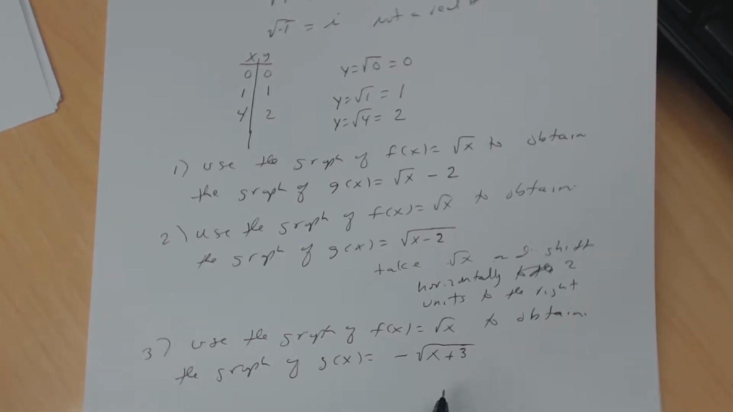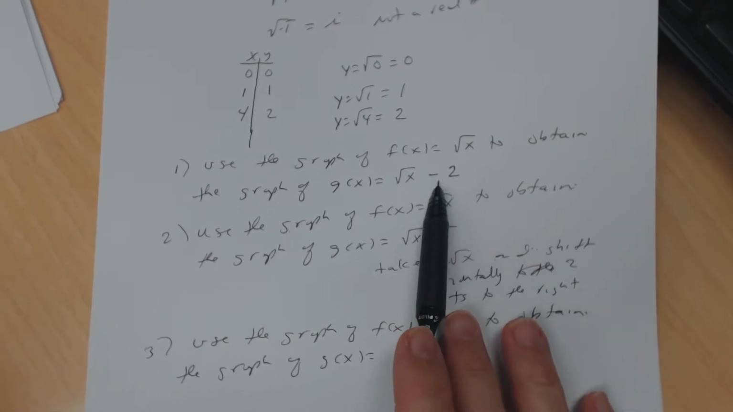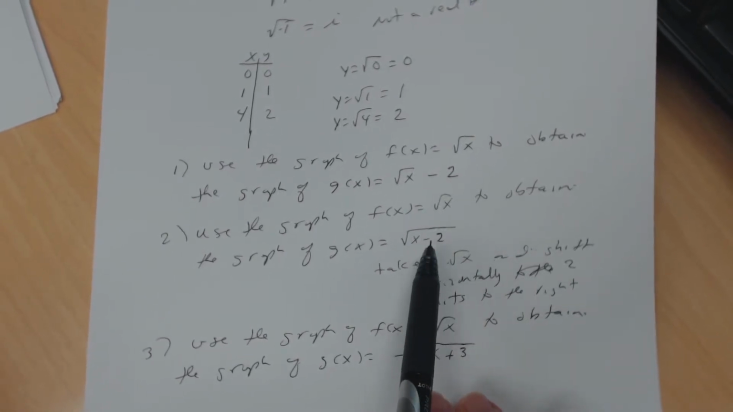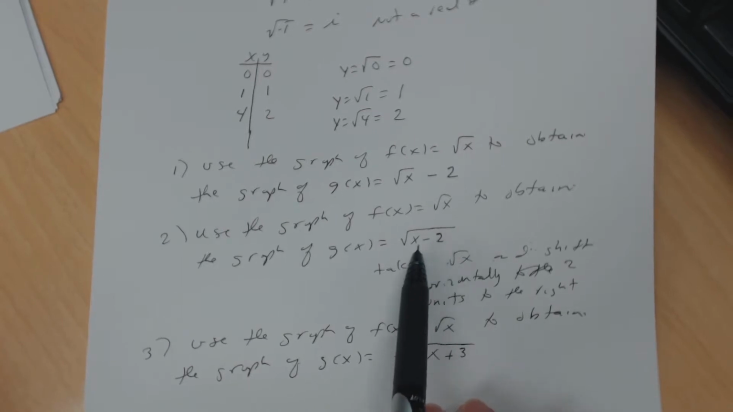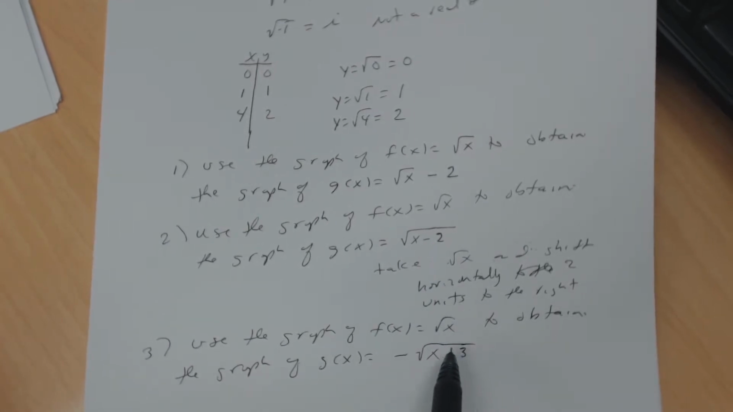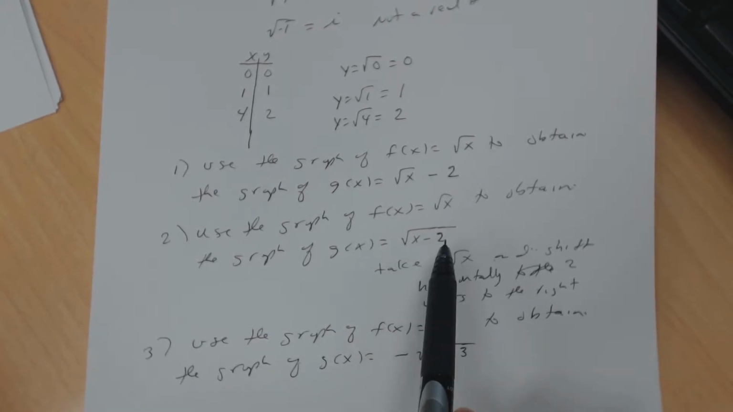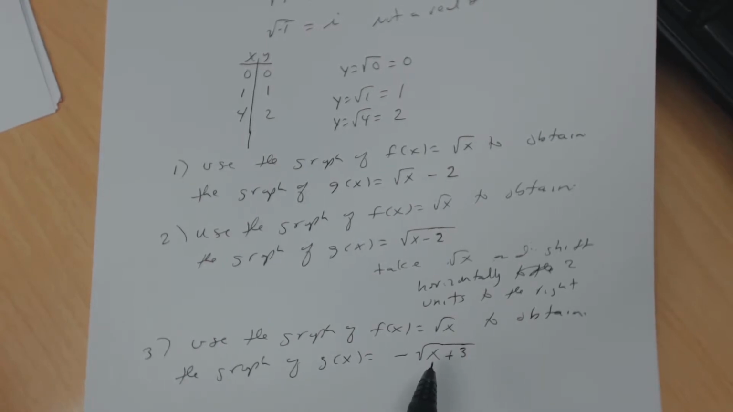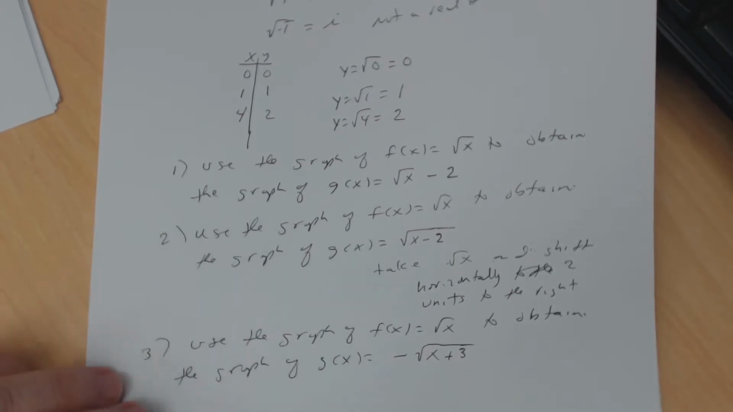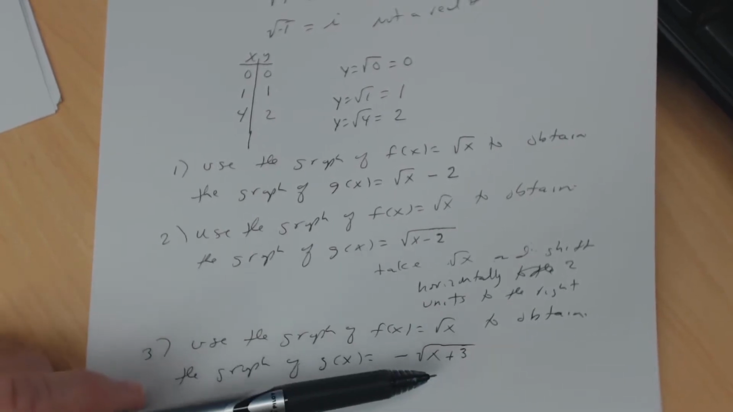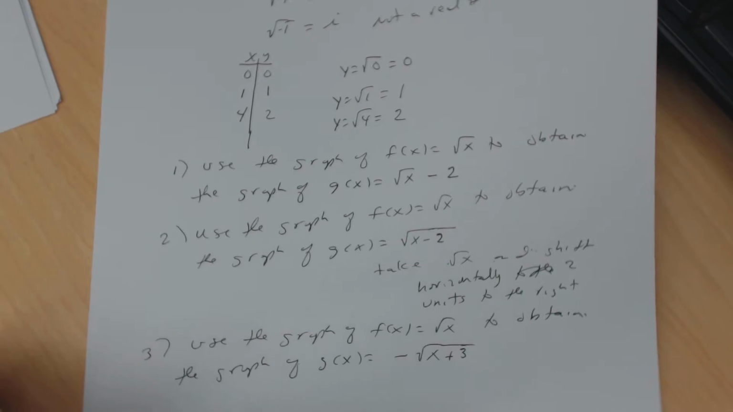So here, I want you to notice that in this one, there was one transformation. It was just a translation. Here, we had one transformation, a translation. Here, there are two: a horizontal shift and a reflection. Here, there was just a horizontal shift. Here, there was just a vertical shift. Here, we have two things. So in the graph, you're going to have 3 different graphs on here. You have the parent function, then the horizontal shift, and then the reflection.